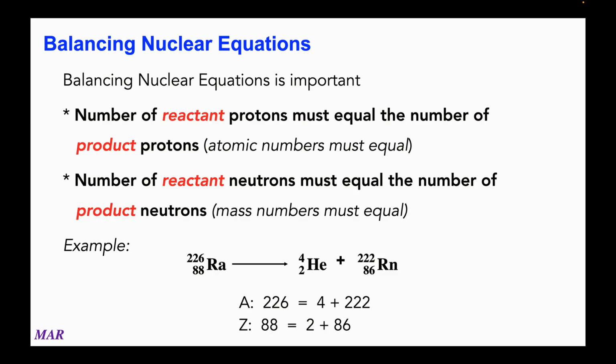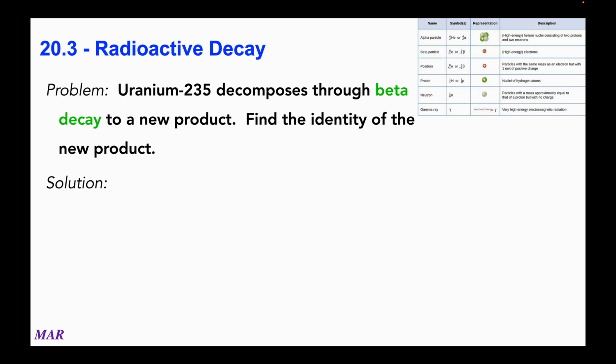So notice that the numbers in the upper left have to equal the numbers on the upper left on the other side, and the same thing for the lower left. Those numbers also have to match on both sides. So it's not too hard to do. This is the kind of problem you might see, though, and it does help to know what those different particles are. So uranium-235 decomposes through beta decay to a new product.